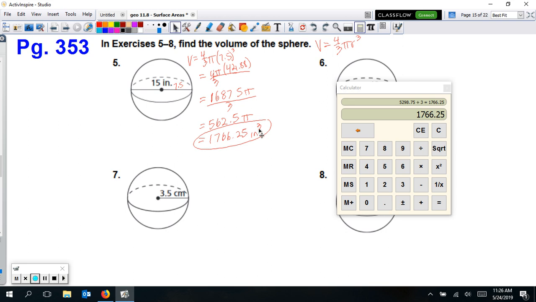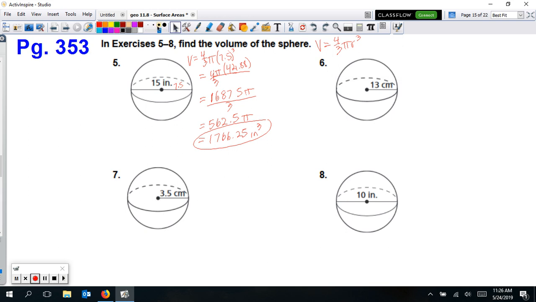1766.25 inches cubed. Remember, we have cube units whenever we're trying to find volume. So there's more than one way you could do this. You could, like I did here, divide the number by 3 and then multiply by pi this way. Or on the calculator, I just showed you, I multiplied everything on top and then divided by 3 last, and I still got the same answer.